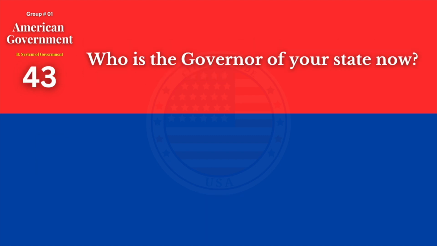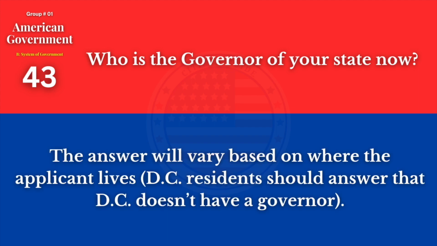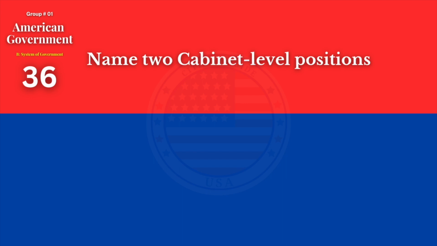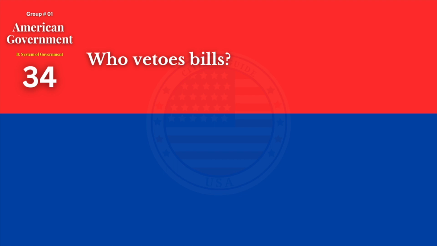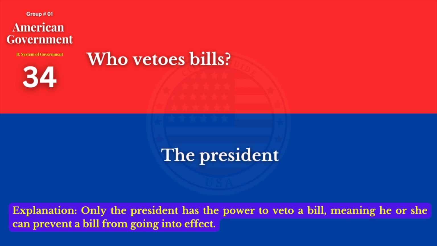Who is the governor of your state now? The answer will vary based on where the applicant lives. D.C. residents should answer that D.C. doesn't have a governor. Name 2 cabinet-level positions. Secretary of Defense. Secretary of Education. Who vetoes bills? The President.